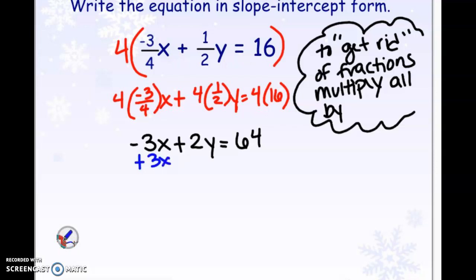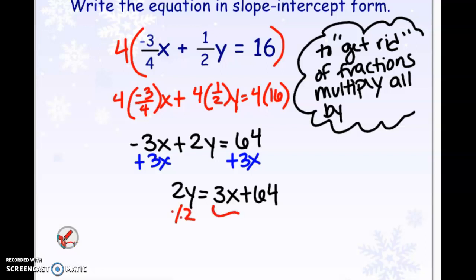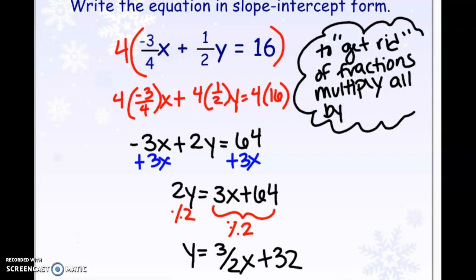So plus 3x on both sides. There are many paths through the forest. Plus 64. And then at the end, divide by 2. Again, remember to divide everything by 2. 3/2 x plus 32. Slope-intercept form, y equals mx plus b.